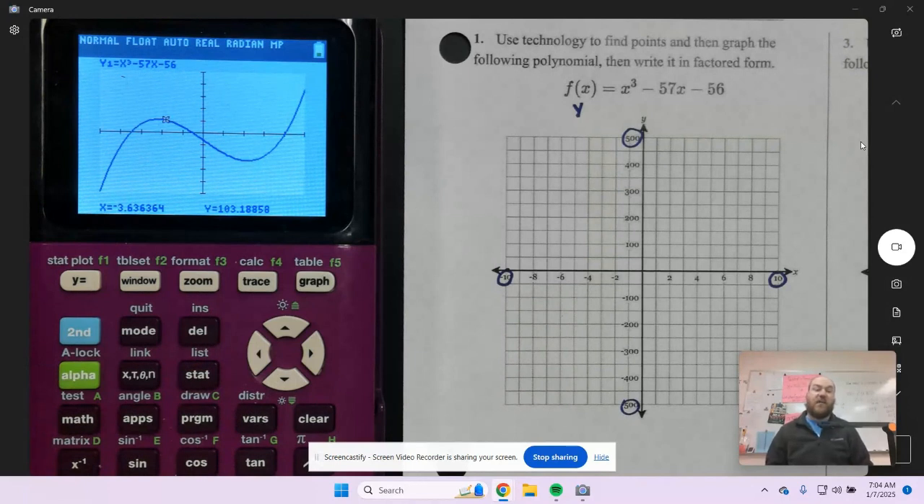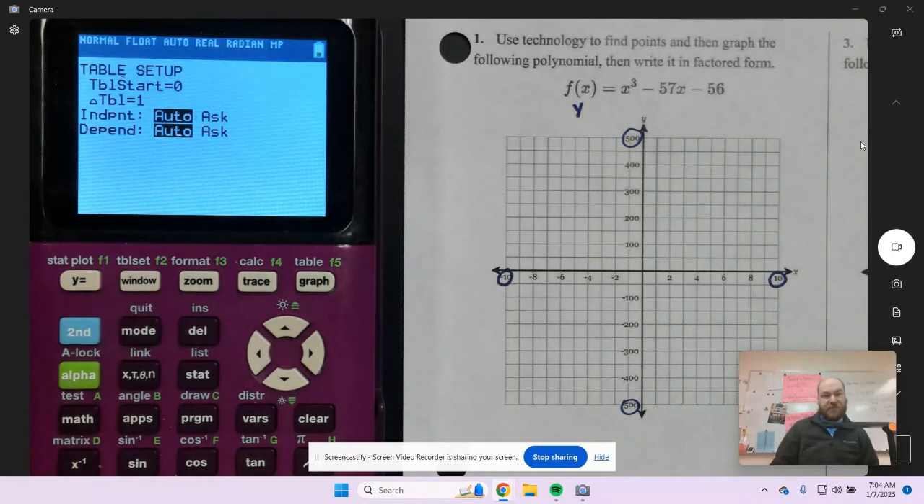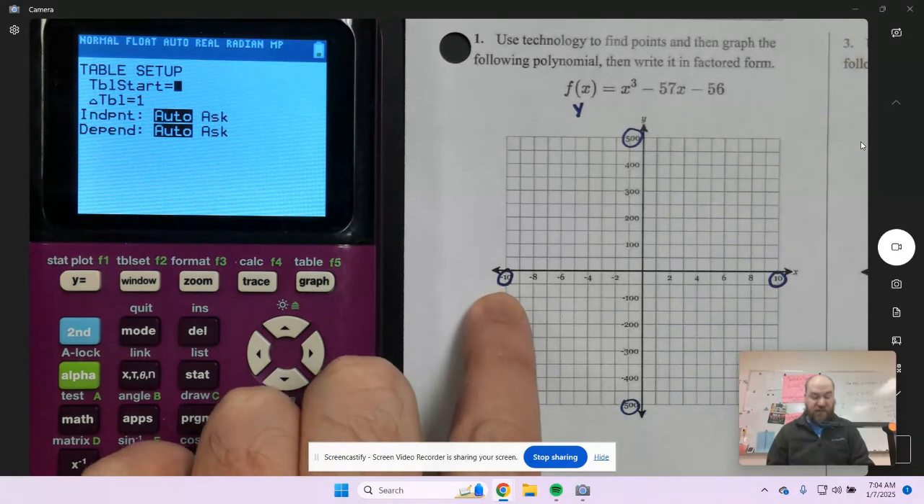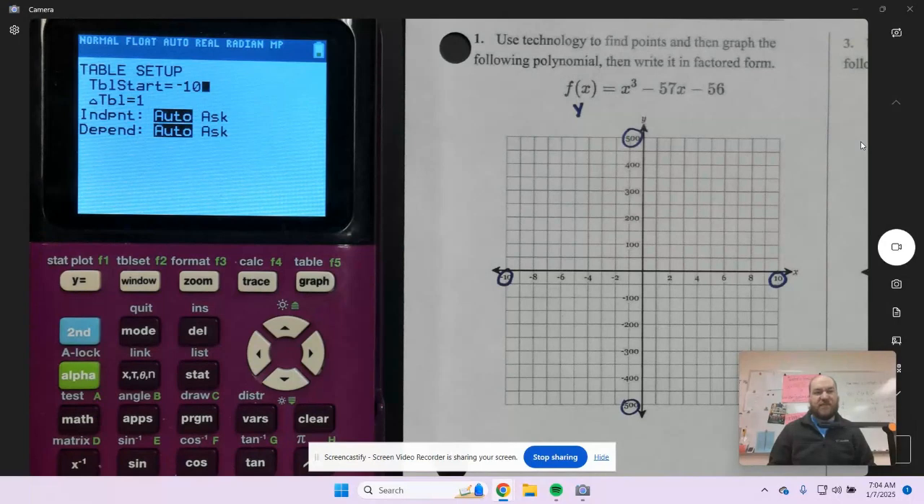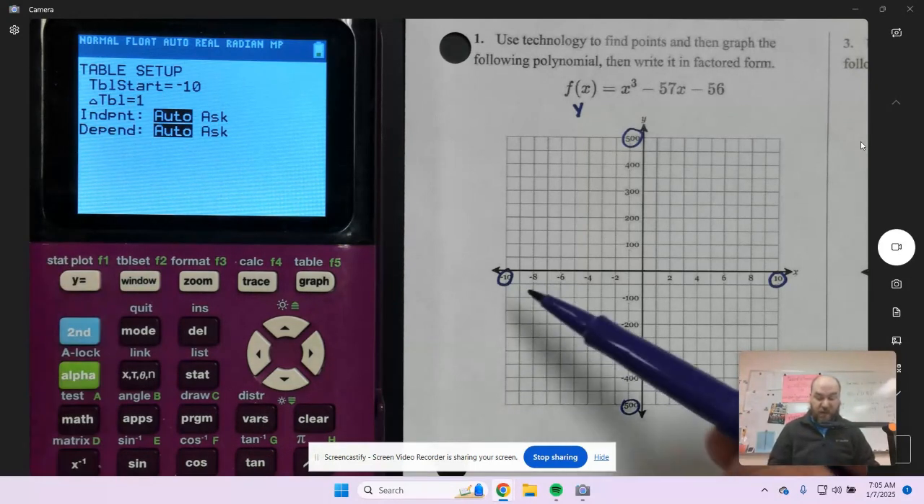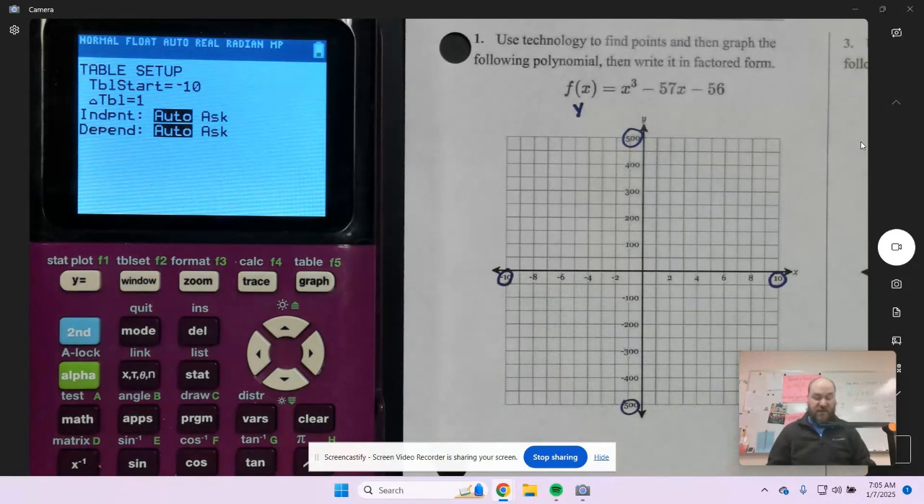So we're going to use the table option to do that. We're actually going to go to second. Above window is table set. Where do we want our table to start? Well, let's have our table start at negative 10. This is asking us where our x-axis is starting: negative 10. And delta table means in the table that they give us, what do we want each x value to go up by? And 1 would be good because we have negative 10, negative 9, negative 8, negative 7.